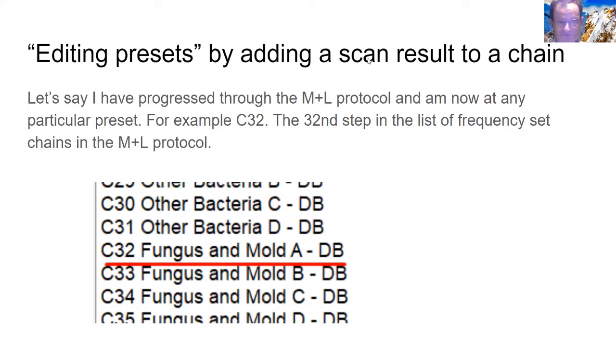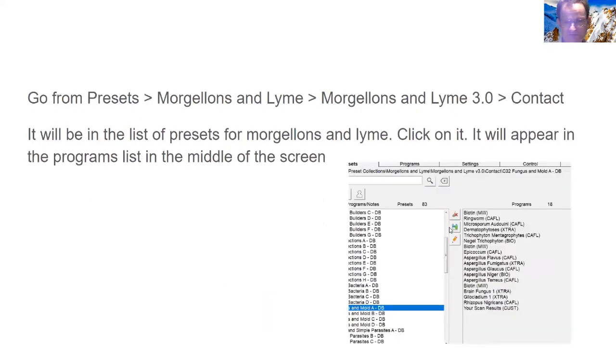So how to add your scan results to a preset. Now, let's say I progress. I've gone through it. I'm on one particular chain. Let's say it's number 32 of contacts, just by way of example. So now we're going to look at how I would do something with this. Go from the presets of Morgellons and Lyme to Morgellons and Lyme 3. That's how you get to all of the sets and chains within the Morgellons and Lyme protocol. You click on contacts, and you then get this list, which you can now see on your screen.